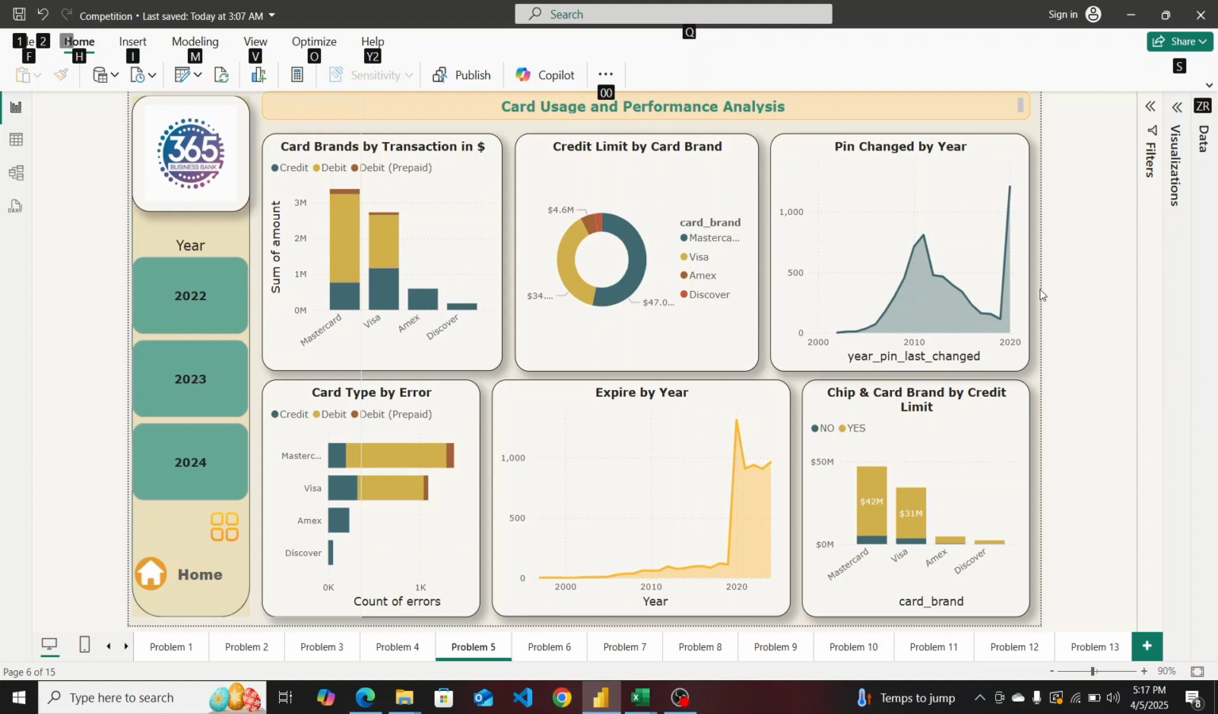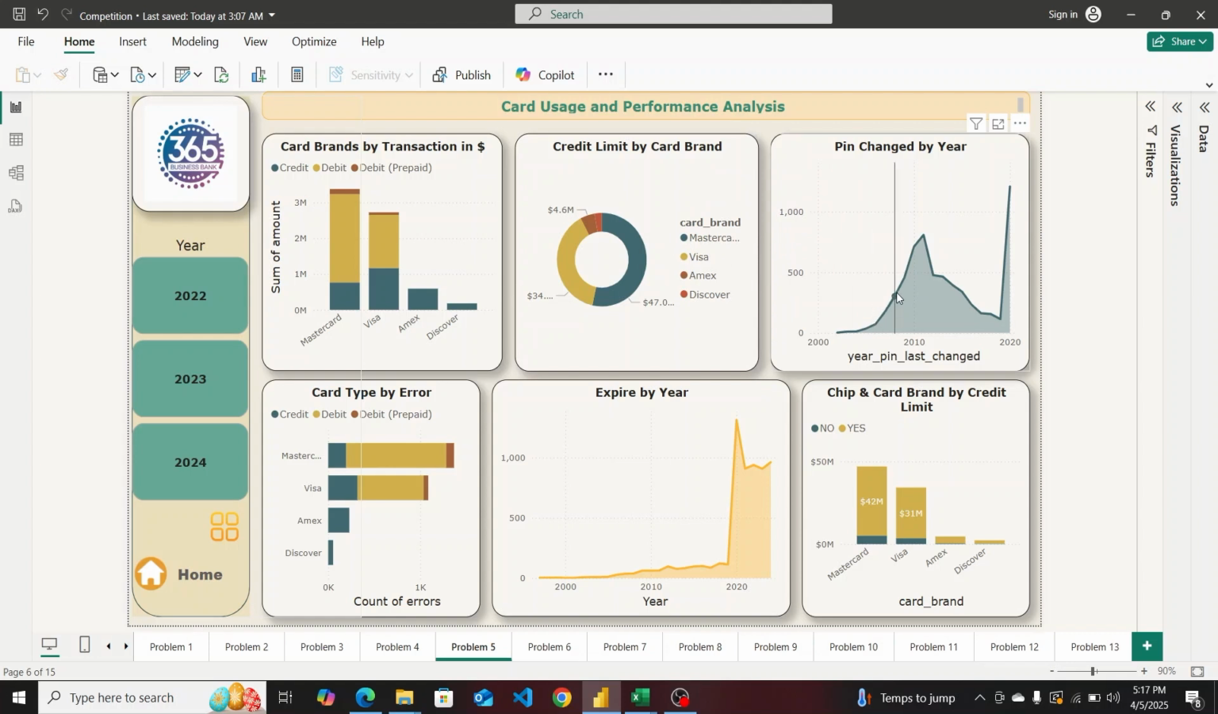So this is problem 5, which is card usage and performance analysis. This chart shows the card brand by transaction in dollars, meaning the number of transactions or spending by card brand, in which we can see that the Mastercard debit card has the most volume, around 2.4 million. This is the credit limit by card brand, and Visa has the highest credit limit.